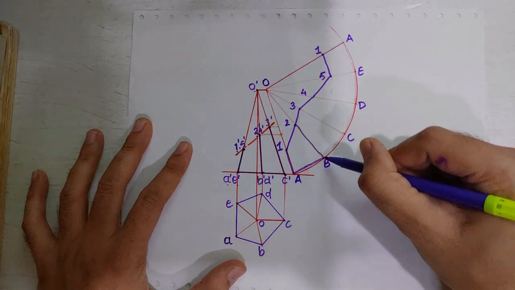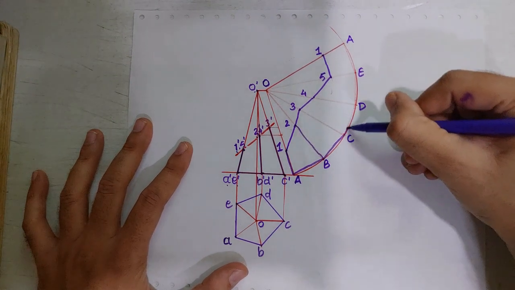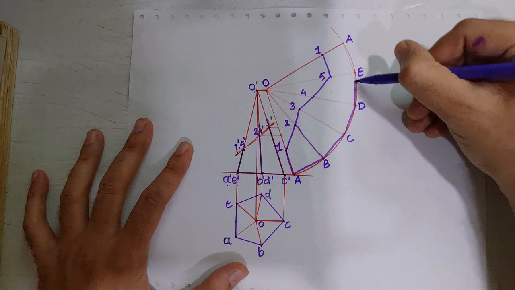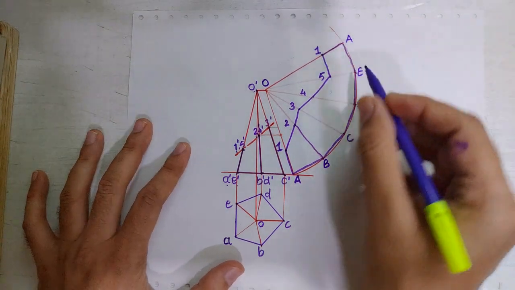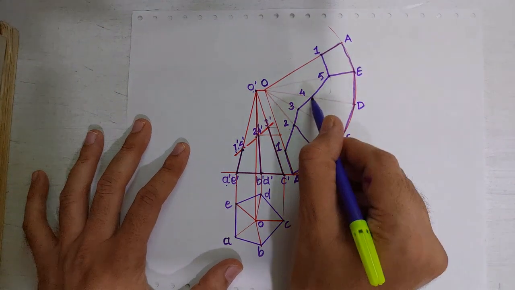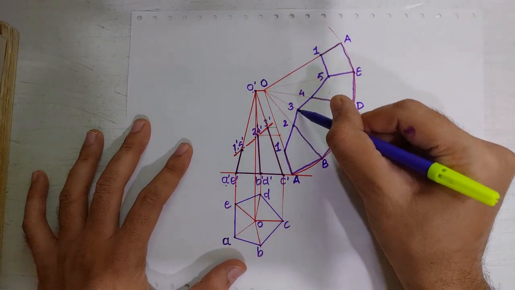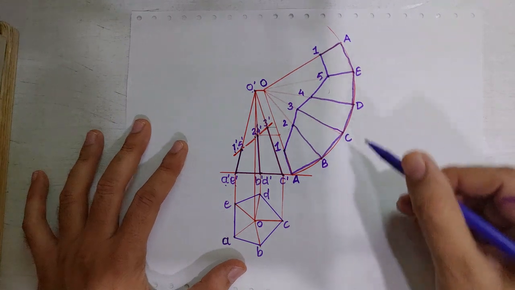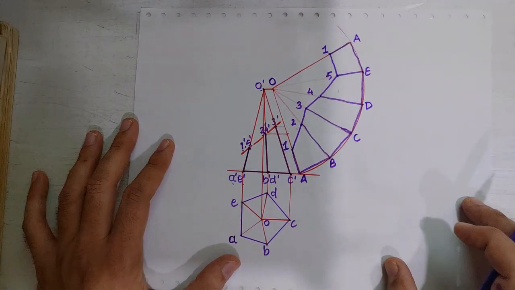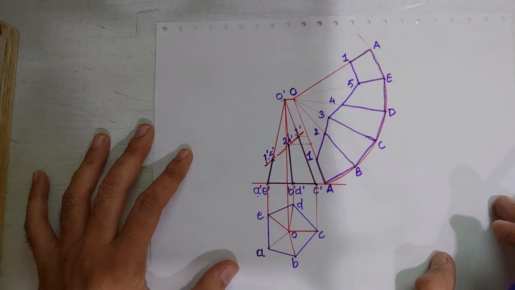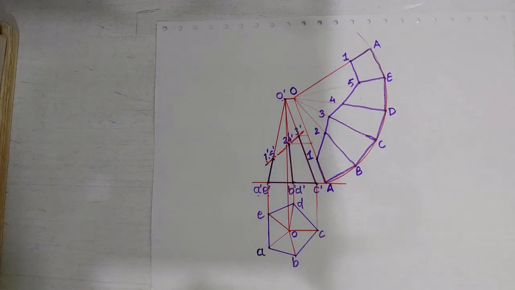So we'll make this continuous thick, all the base edges as well as all the slant edges we'll make with continuous thick line. Right? So this is the answer. This is how we are developing the surface of the given pyramid, pentagonal pyramid.